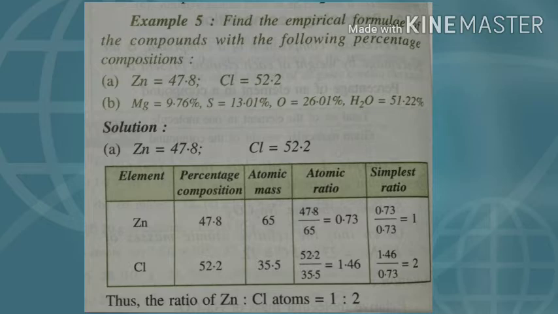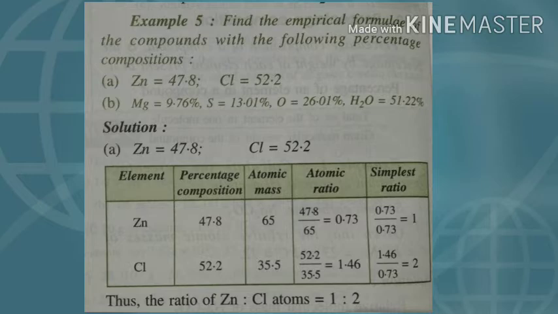Let us find out the empirical formula of this compound with the percentage composition of zinc having 47.8 percentage and chlorine with 52.2 percentage. For doing this numerical, first we have to draw 5 columns. In the first column, write element. Second column, percentage composition. Third one, atomic mass. Fourth, atomic ratio. And finally, in the fifth column, you have to write simplest ratio.